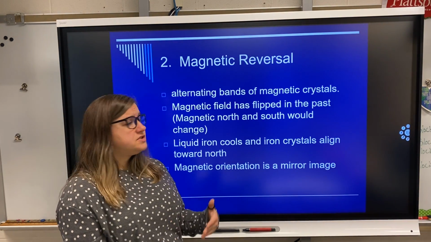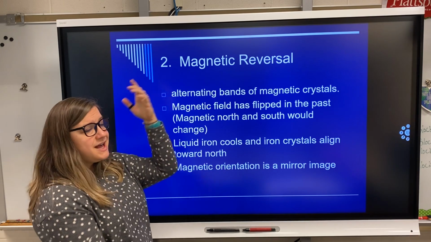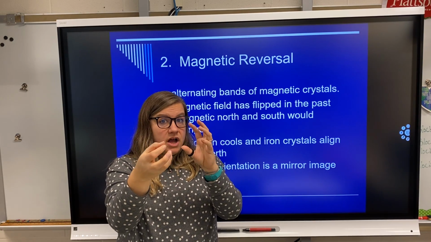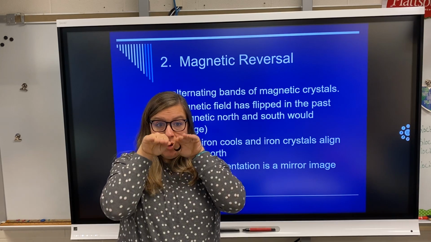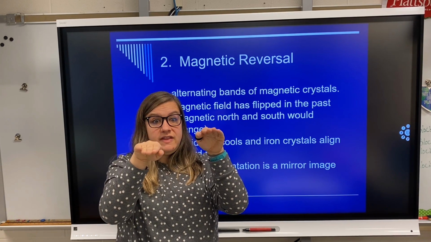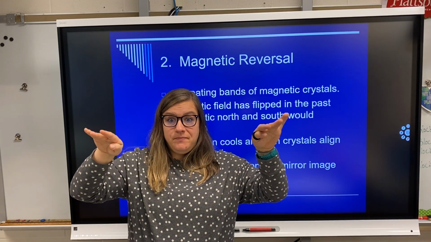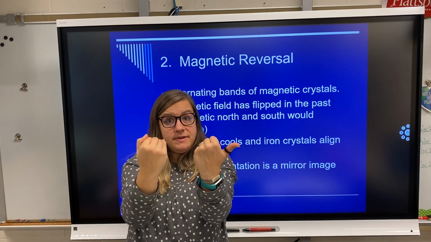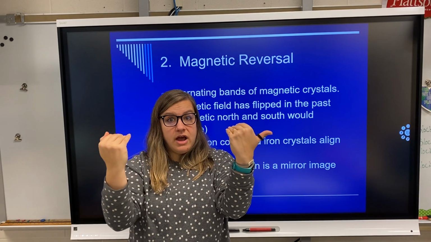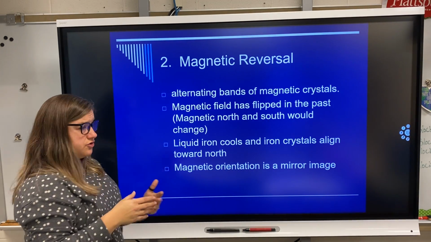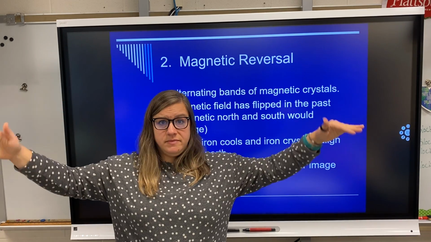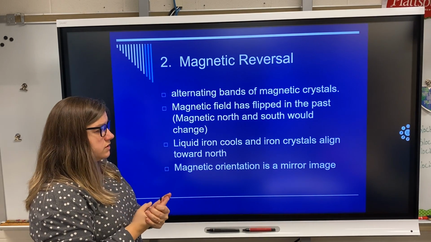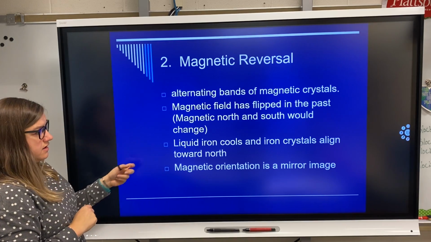There's also magnetic reversal. So alternating bands of magnetic crystals got solidified in the rock. When new rock was coming up in the middle, there were iron filings or magnetic crystals that pointed in a certain direction when the magnetic field was in that direction, and those rocks would travel out farther. However, when the magnetic reversal happened, those magnetic crystals formed in the opposite direction and solidified in the rock and moved outward as well. So this created these different reversals as you go out from the center of the Mid-Atlantic Ridge or the mid-ocean ridge. The liquid iron cools and the iron crystals align toward the north, and they flip.